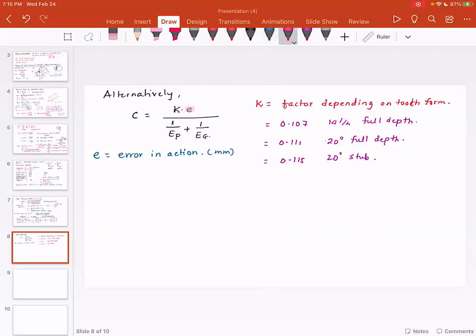If you look at the textbook, there are two tables. Table 28.6 gives you the relationship between the pitch line velocity and error in action, and table 28.7 gives you the relationship between the module and error in action.